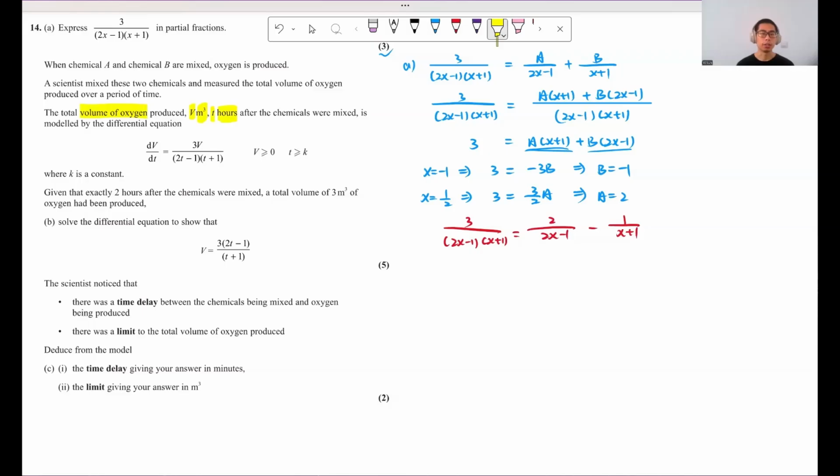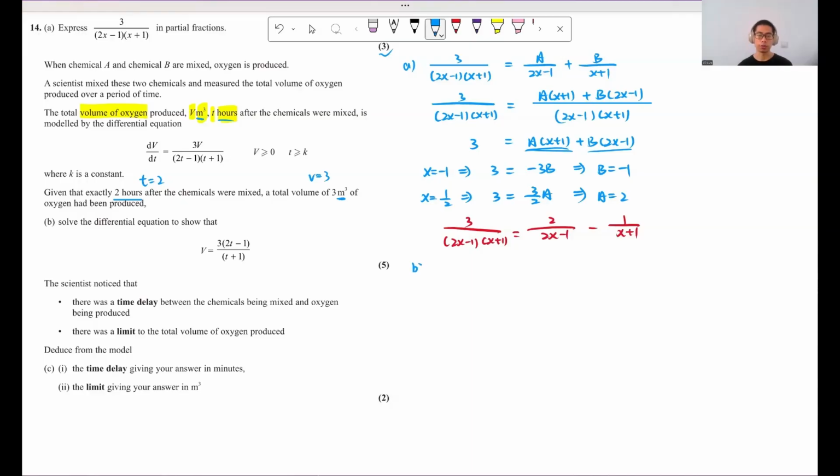And then dV over dt equal to 3V over (2t minus 1)(t plus 1). And then given that exactly 2 hours, that means t has to be equal to 2 because of the same units. And then a total volume of 3 meter cube, so V has to be equal to 3. So when t equals 2, V equals 3, that will be our condition later. And they want us to solve the differential equation to show that V is equal to 3 times (2t minus 1) over (t plus 1).